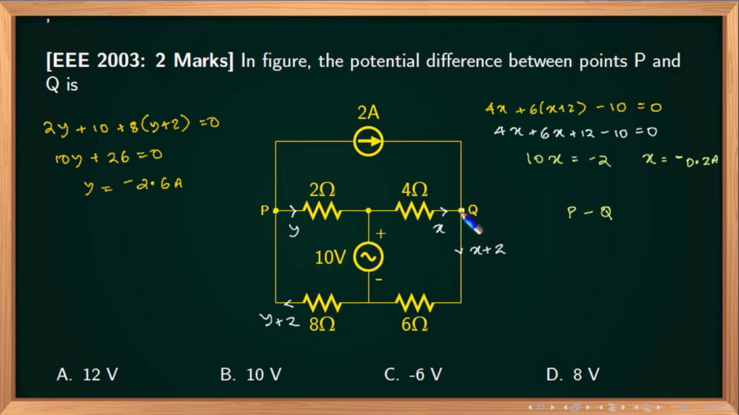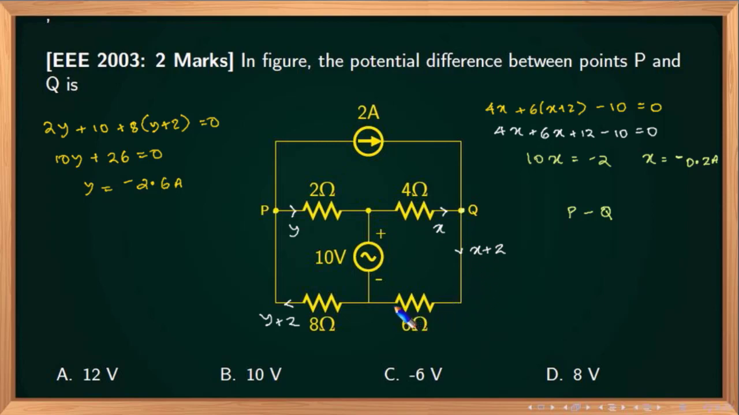So when I consider this particular node, X flows into this node, 2 also flows into this node. So out of this node, X plus 2 must flow out, right? According to Kirchhoff's current law, the total current entering a node must be equal to the total current leaving the node. Two currents are entering the node, one is 2, the other is X. So the total current entering the node is X plus 2 and that current has to leave the node. So this is X plus 2.